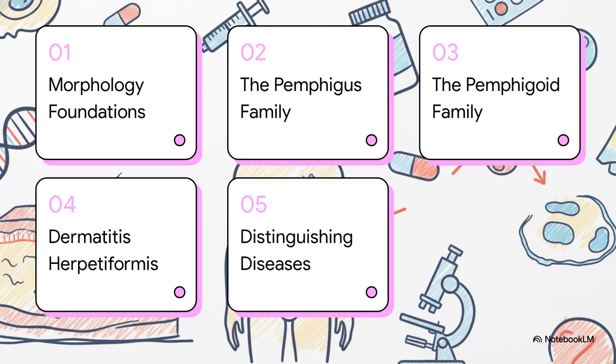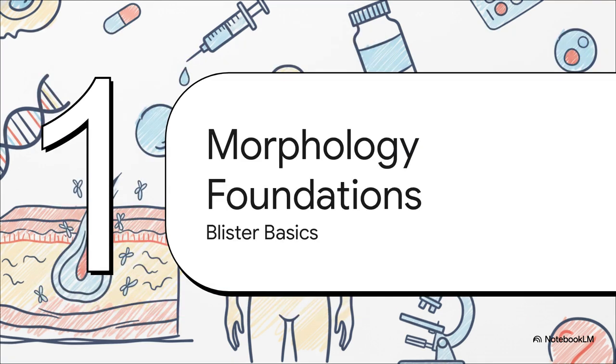We'll start with morphology foundations, then tackle the pemphigus family, move on to the pemphigoid family, explore dermatitis herpetiformis, and finally wrap up by distinguishing all three diseases. Okay, let's jump into section 1, morphology foundations.